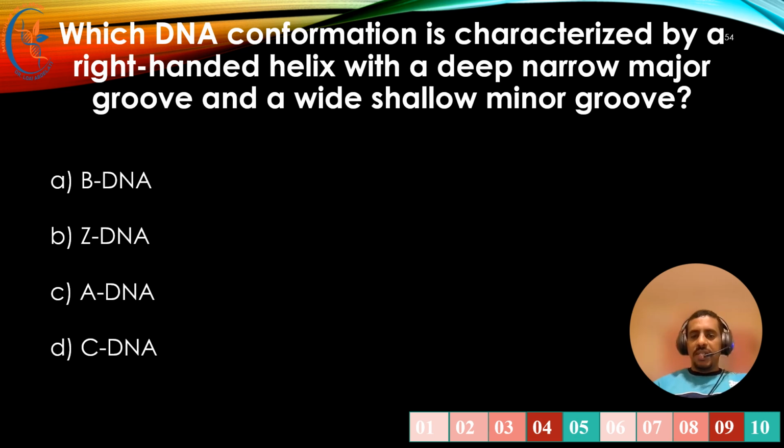Which DNA conformation is characterized by the right-handed helix with the deep, narrow major groove and a wide, shallow minor groove? You have to focus on this question because it is a little bit confusing. When we say right-handed with the deep, narrow major groove and wide, shallow minor groove, which one of these is it: B, Z, A, or C DNA? You have 10 seconds.